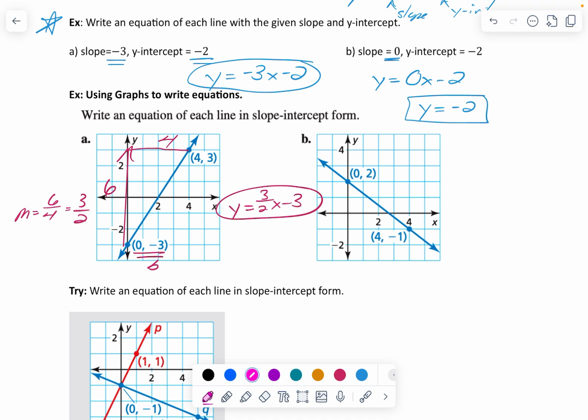Here, my y-intercept is 2, so there's my b. Now here my slope is down 1, 2, 3, down 3 over 1, 2, 3, 4. So here my slope is negative 3/4. So my equation is going to be y equals negative 3/4 x plus 2.